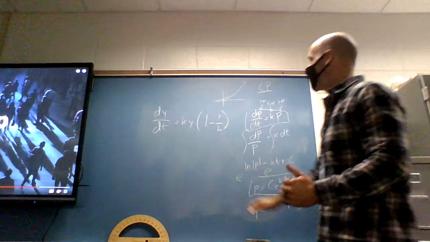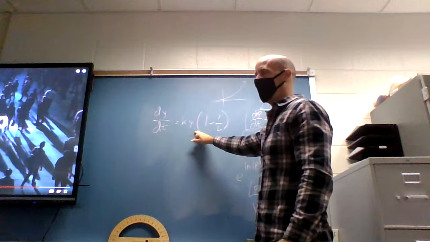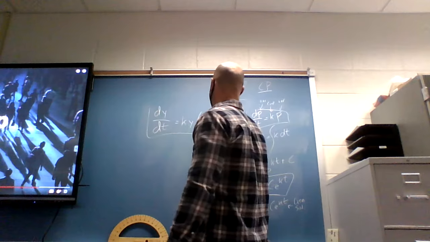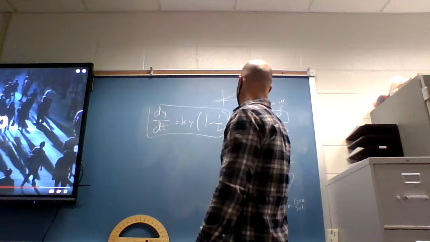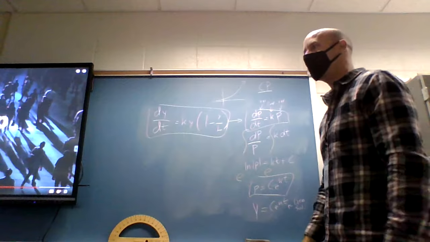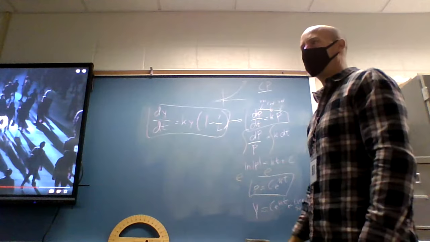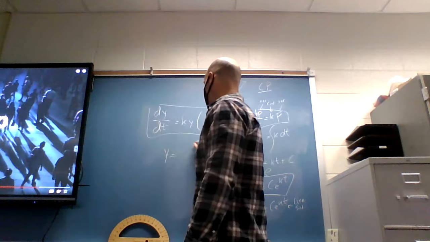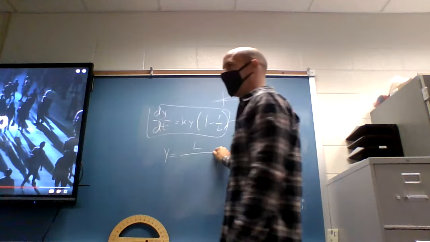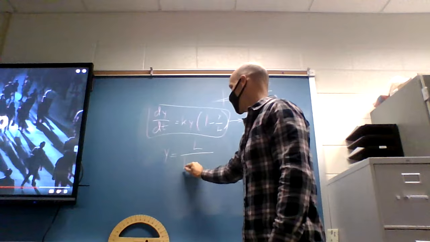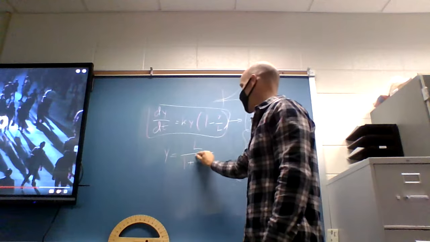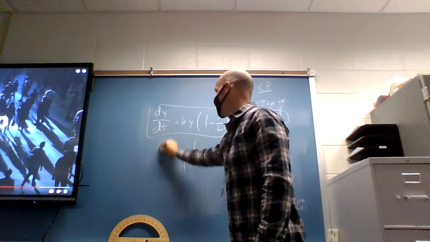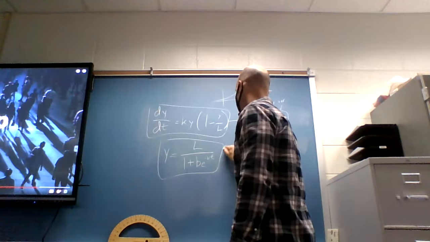So that's why this differential equation, by the way, you would agree looks way more complicated than that one, right? Do you know what the solution is for this one? y equals L over 1 plus A e to the negative kt. This is the general solution for this particular differential equation.